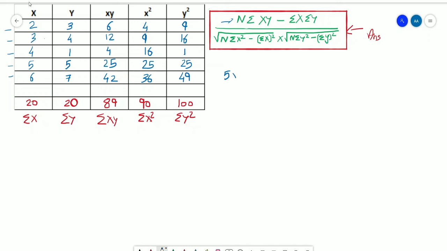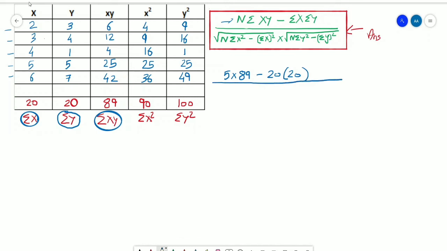5 multiplied by summation of xy. Okay, so what is the summation of xy? It's 89. So 5 multiplied by 89 minus summation of x, which is 20, multiplied by summation of y, which again is 20. Okay, so this is the numerator part.